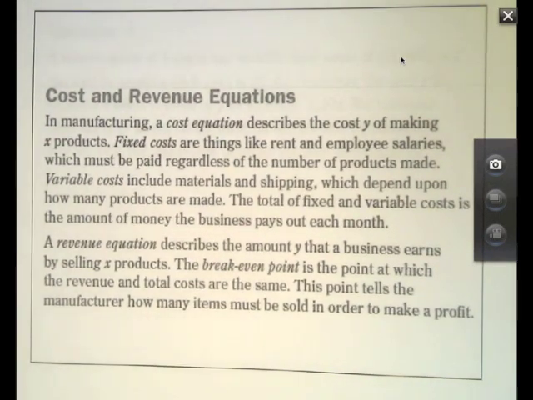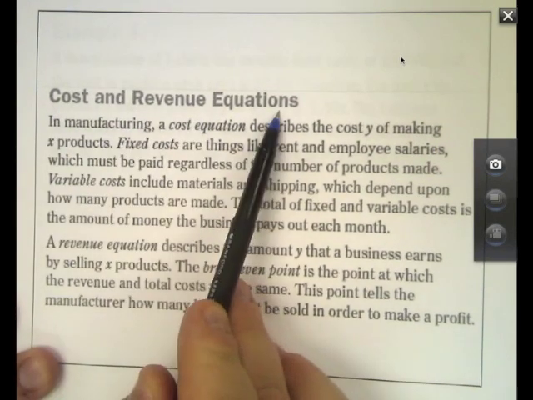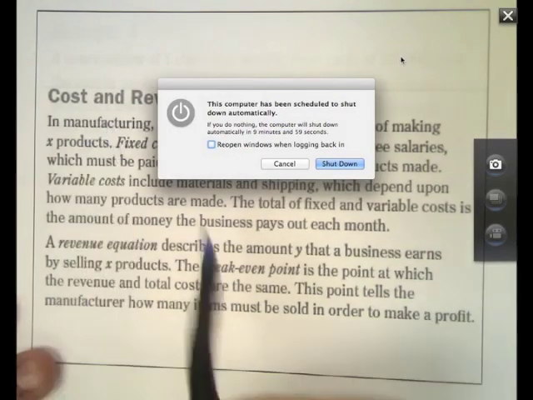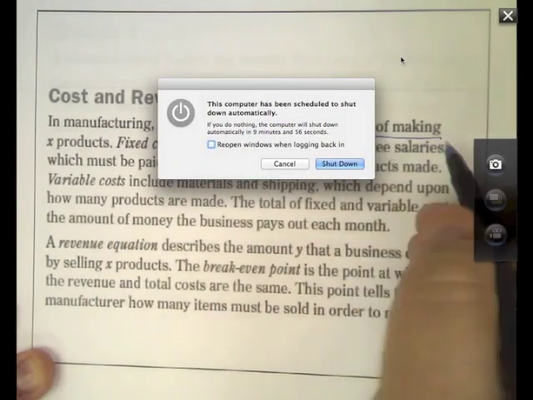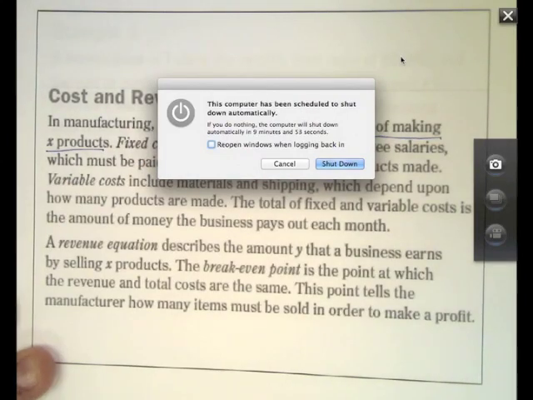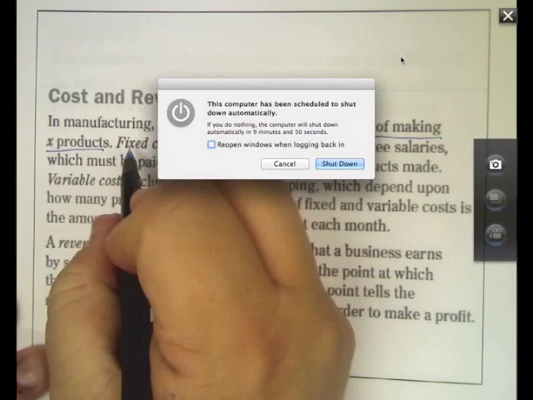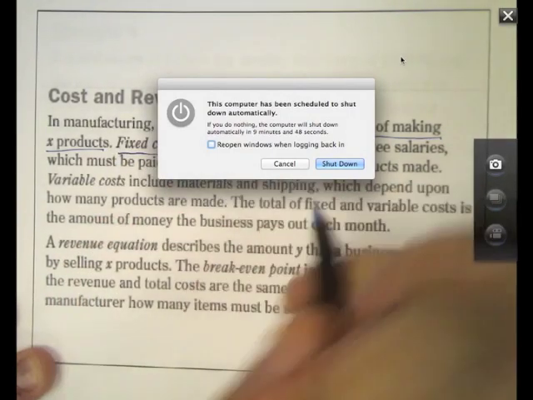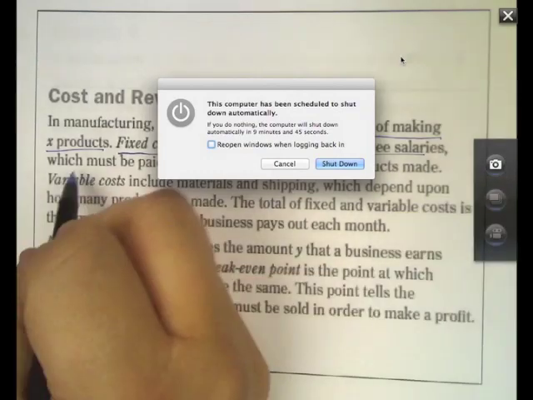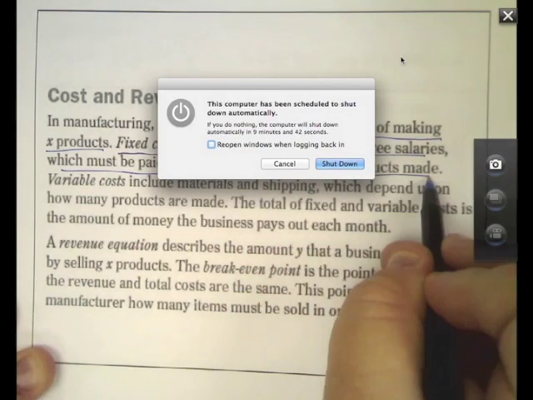Cost and revenue equations. Everybody wants to know where this stuff is used. If you are going to own your own business, or if you got a job that's based on knowing where your break-even point is, it's very important to know linear equations and your cost and revenue equations. In manufacturing, a cost equation describes the cost of y making x products. A cost equation, it costs you so much, like rent for a place, employee salaries, which must be paid regardless of the number of products made.